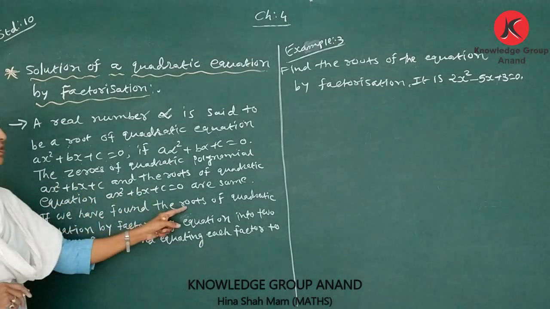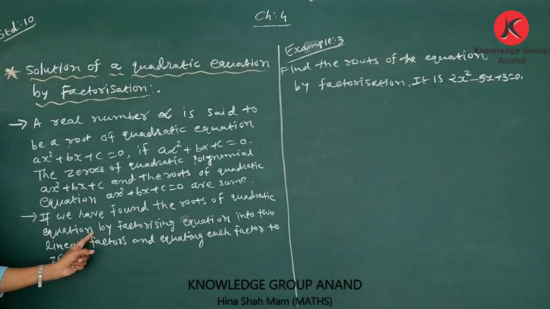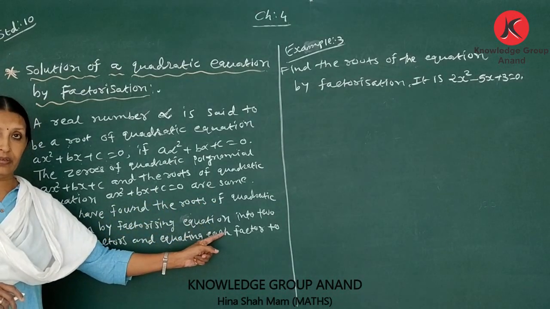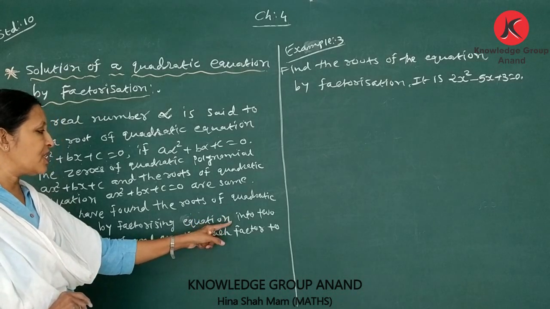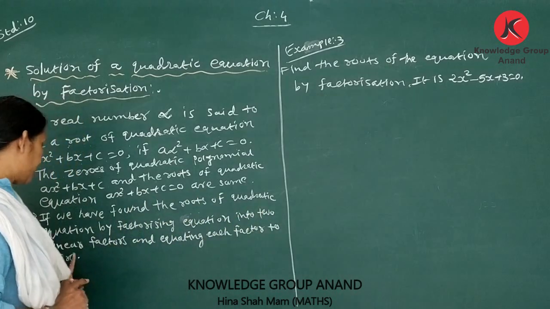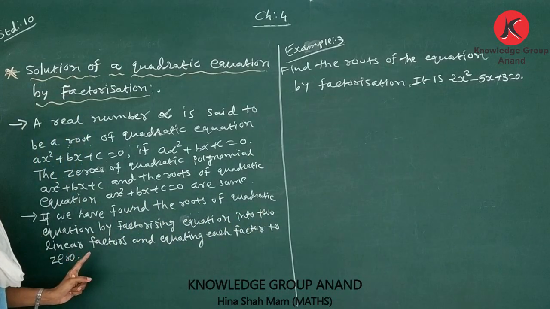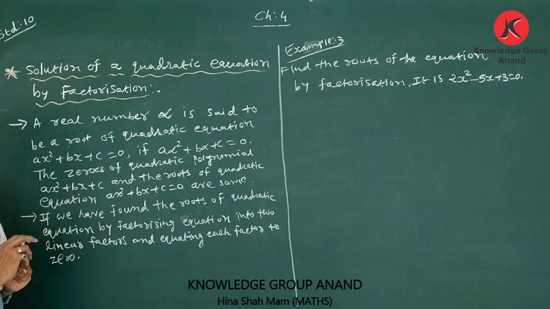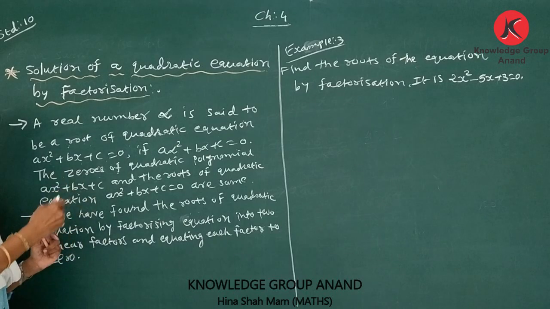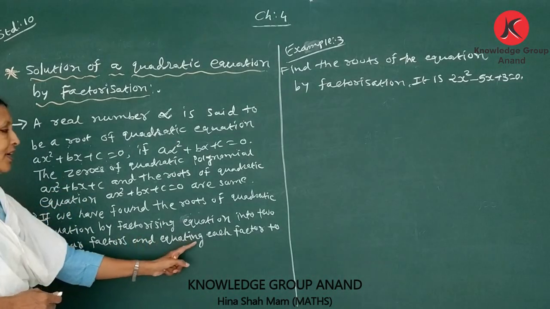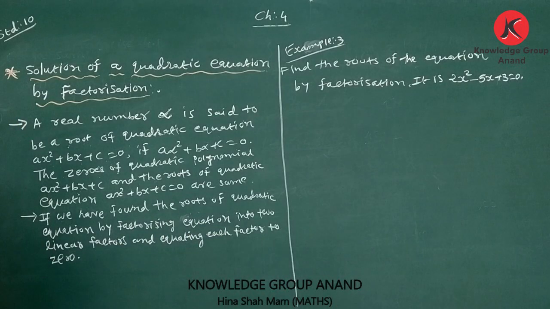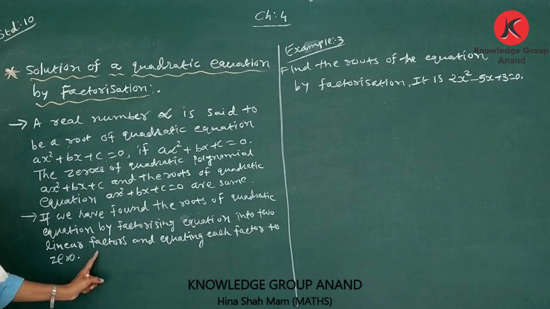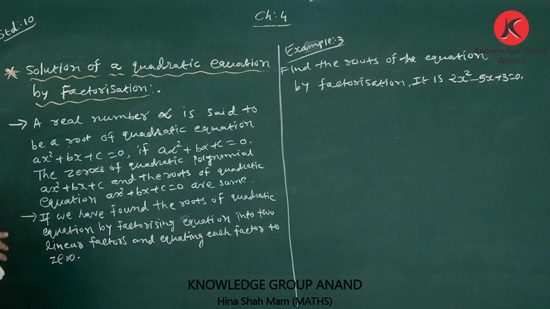If we find the roots of a quadratic equation by the factorization method, we factor the equation ax square plus bx plus c equal to 0 into two factors. These factors are linear factors, not quadratic. We find the linear factors and equate each factor to 0. Then we find the roots of the quadratic equation.